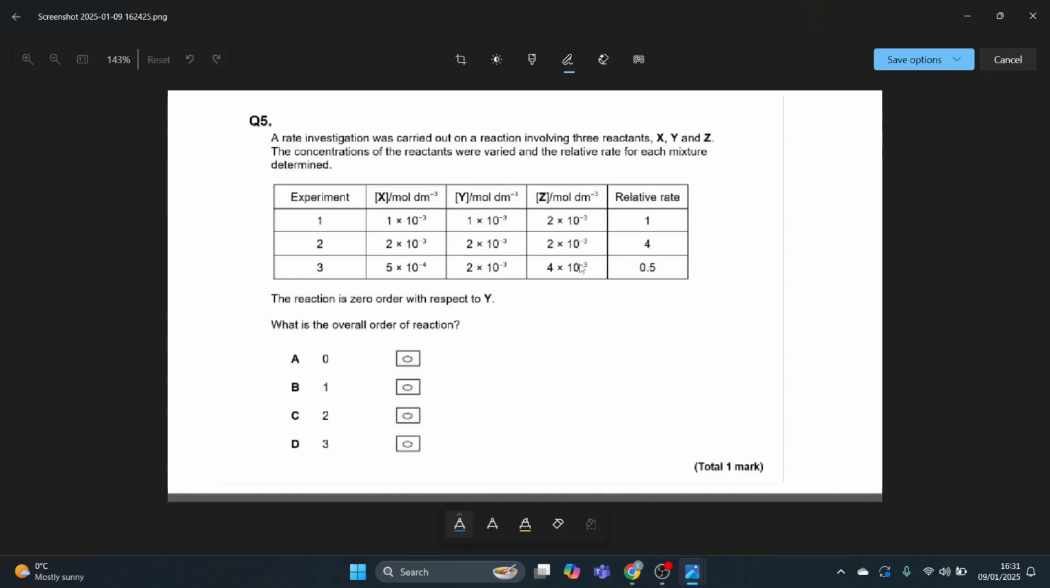So we don't really care about Y because it's 0 order. And even if you do, let's say we've got X and Z as 1 and 1, for example, then 1 plus 1 plus 0 is the same. It's 2. Okay. So what I would do is, because I know that the reaction is 0 order with respect to Y, let's look in between experiments 2 and 3.